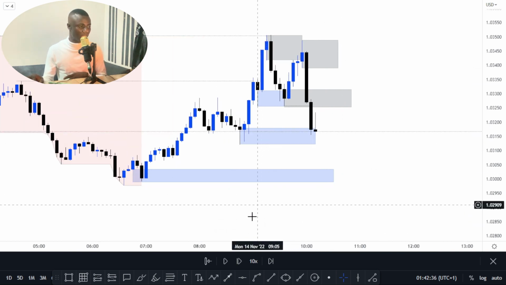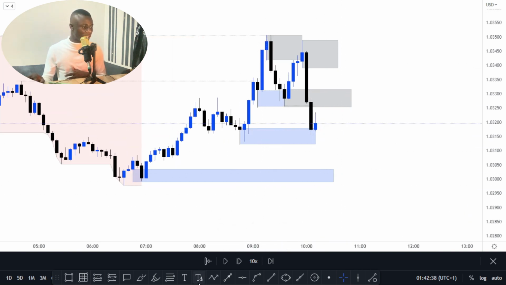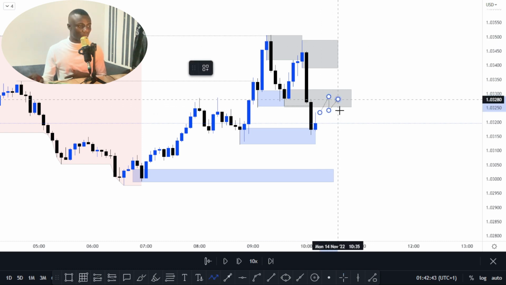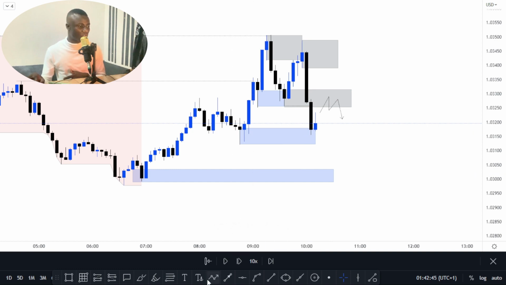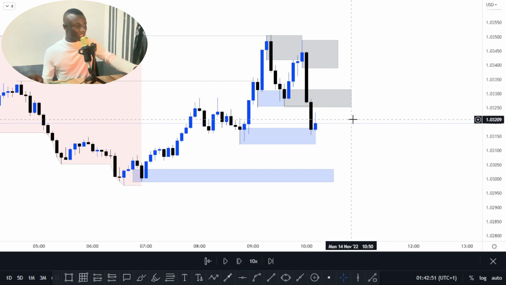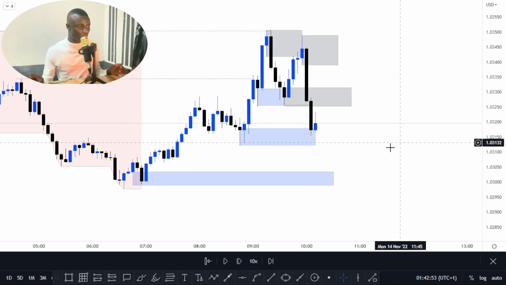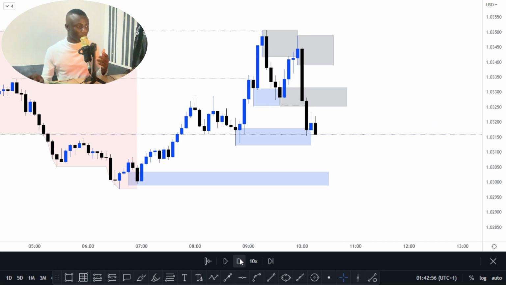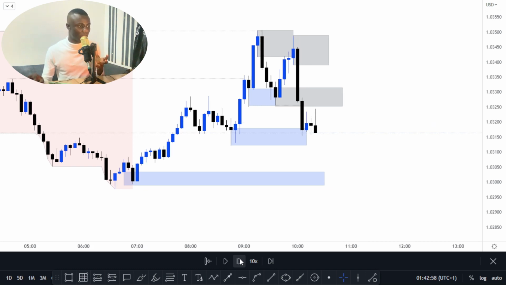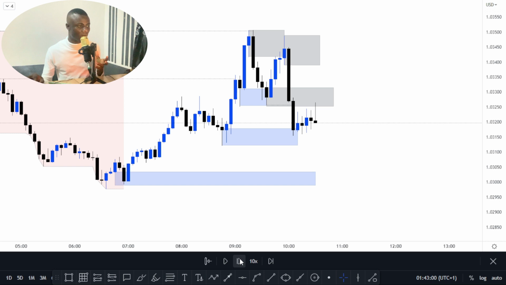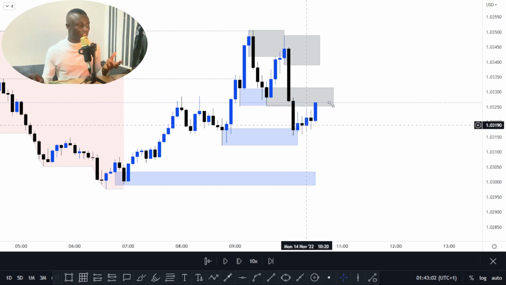So let's play price and let's see. It's either this, we see price mitigate this zone, or we see price mitigate this zone. So these are the two scenarios we are actually looking at on this setup currently. All right, so I'm going to play this. Let's see. All right, so we have a tag in that zone.